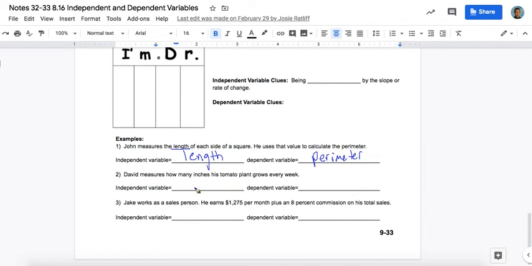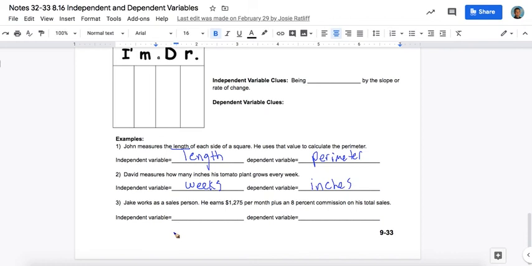So number 2, David measures how many inches his tomato plant grows every week, okay? So think about here what we are manipulating here. So we're manipulating the weeks here, okay? And the inches are going to respond based on the weeks, okay?